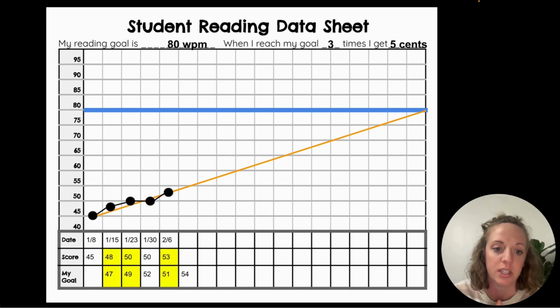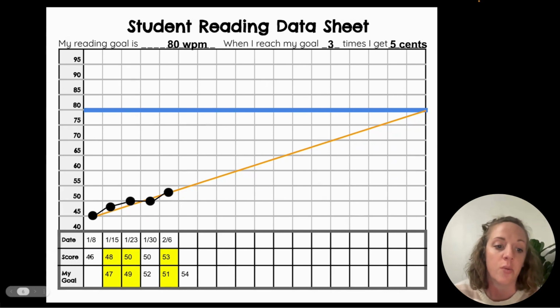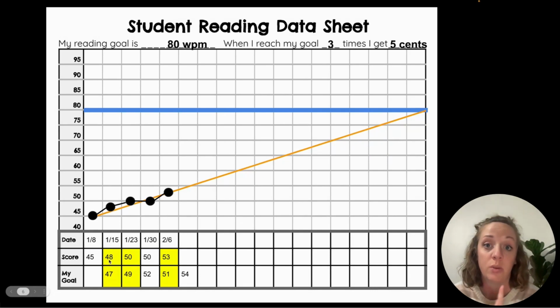So this is what it looks like when it's filled out a little bit more. Again, I do not do this on the computer. My student data sheets, I always do in the binder, and we do this all by pencil and by hand. So here my students set their goal of 47 words, and they actually read 48. So they reached their goal that time, so we highlight it. And then the next time they set a goal, okay, well, this time I want to do 49. And they actually read 50, so we highlighted it. And then they set another goal of 52 words per minute.